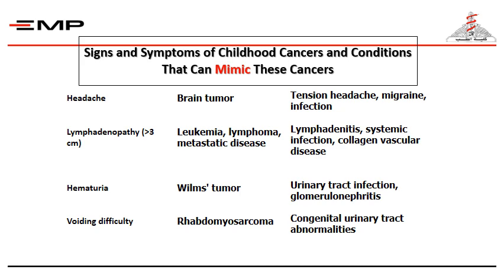Lymphadenopathy, which occurs in leukemia, lymphoma, and in metastatic diseases, occurs more frequently due to non-specific lymphadenitis or systemic infection like cytomegalovirus or Epstein-Barr virus, or might occur with collagen vascular diseases like systemic lupus erythematosus. Hematuria occurs frequently due to urinary tract infection, urolithiasis or stones, and glomerulonephritis, more commonly than Wilms tumor. Voiding difficulty occurs frequently due to congenital urinary tract anomalies more than rhabdomyosarcoma in the pelvis obstructing the pathway.